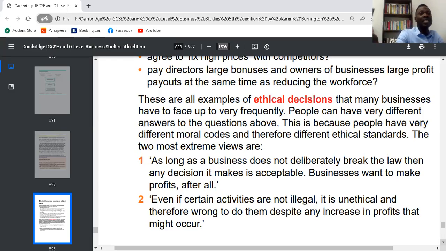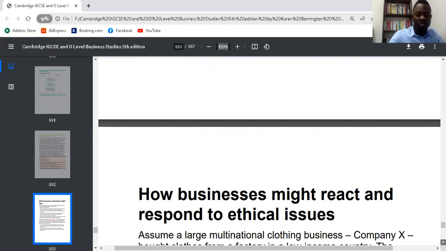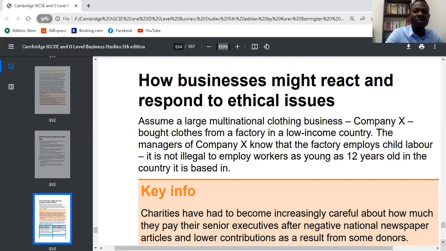So the line is that if government is not saying no, you still shouldn't do it. An example is child labor. Your country might not oppose it, but it is unethical to allow children to work, though the government of the country is not saying no. Do you understand what they are talking about there? So it's a decision about you, and how a business might react and respond to ethical issues.